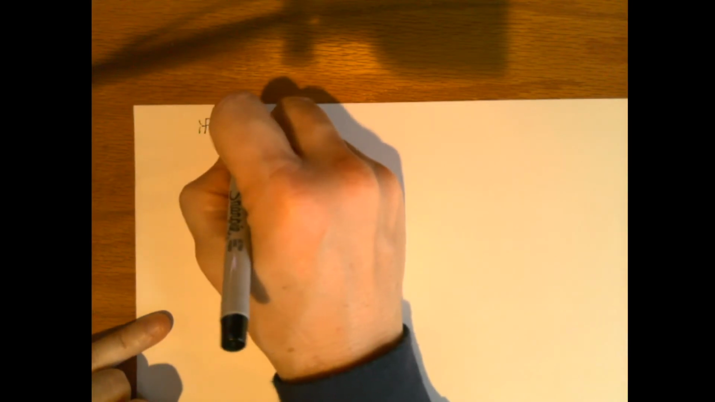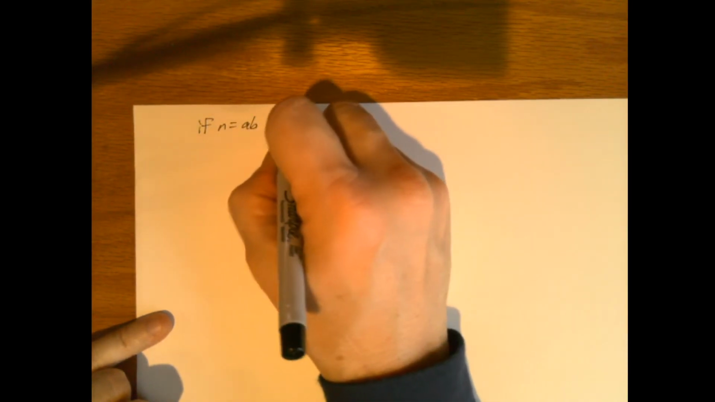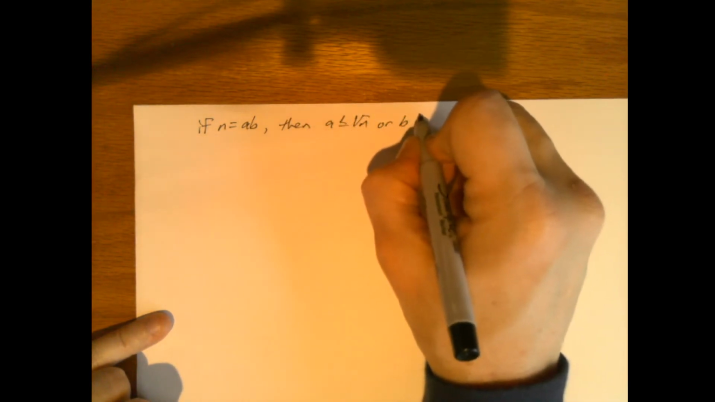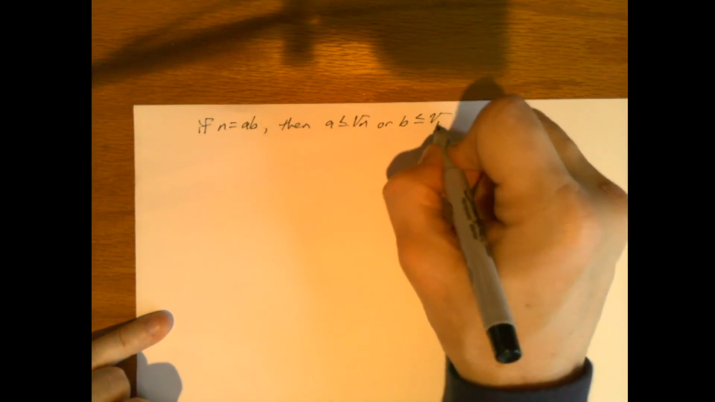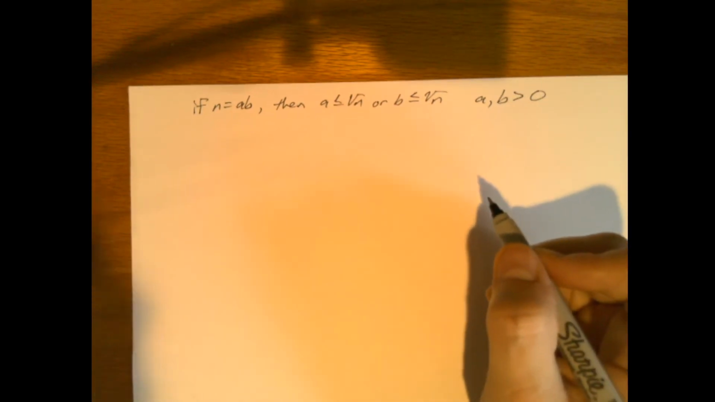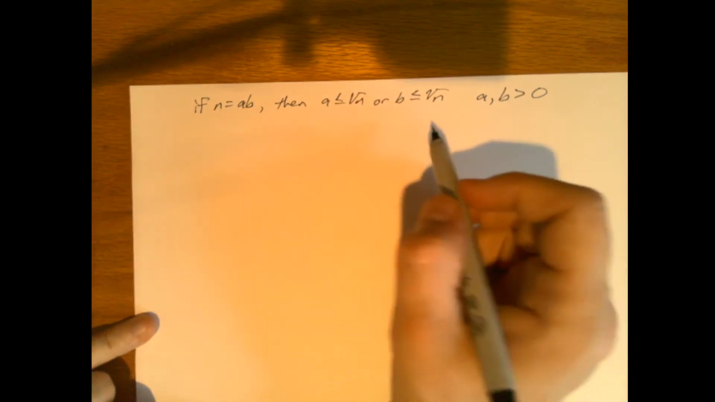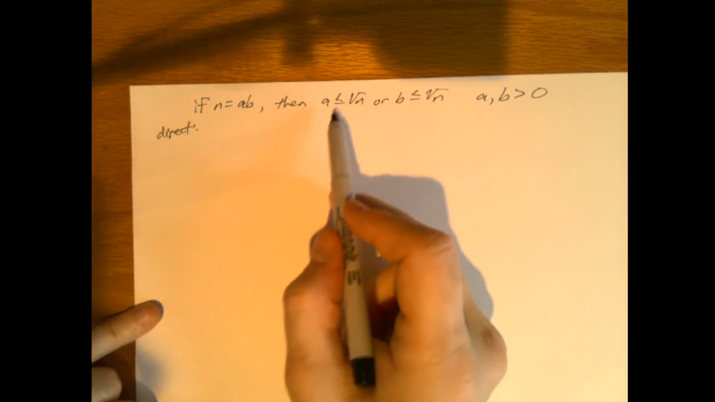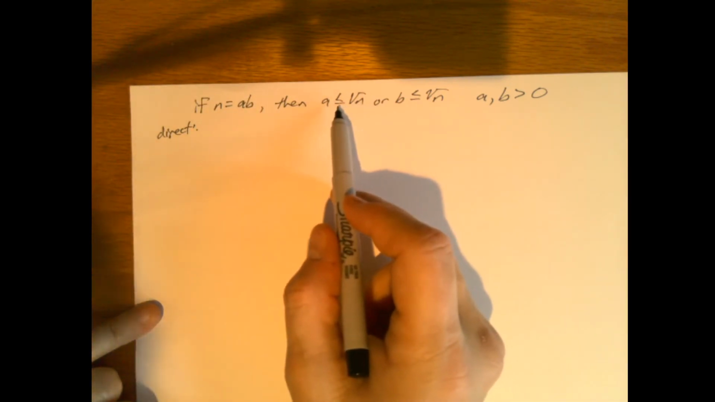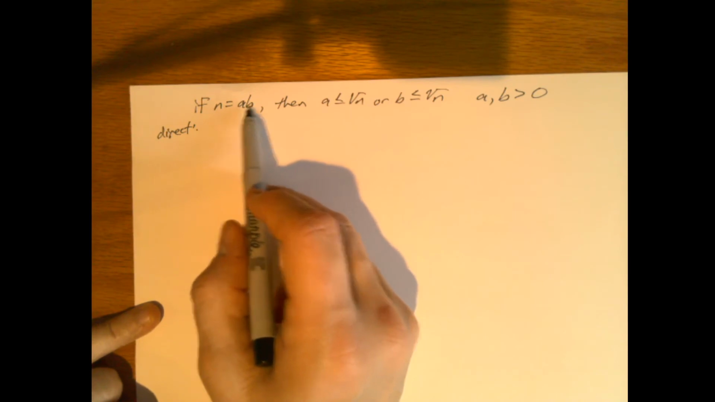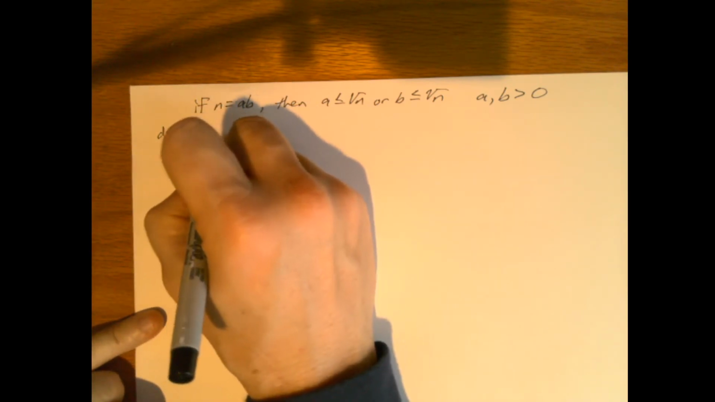If n is equal to AB, then A is less than or equal to square root of n, or B is less than or equal to square root of n. Okay? And we have that A and B are greater than 0. So if I want to do some type of direct proof, I would have to think about what are all the different cases. So we have A is less than or equal to square root of n, and B is less than the square root of n. But think about all the different things we have, A or B's. So let's go through some of these cases. Case 1.